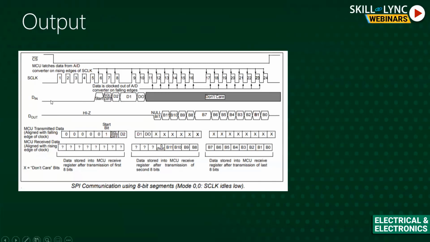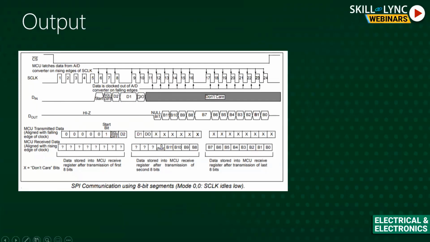If we talk about SPI, we have two lines, master in slave out and master out slave in. Those are the same pins we have here, but they are named in a different way. Ultimately, to get the ADC values on the data output lines, we need to send data on the data input lines. Depending on the datasheet, we will be sending certain bits.